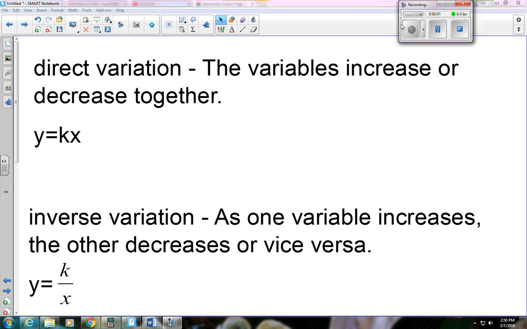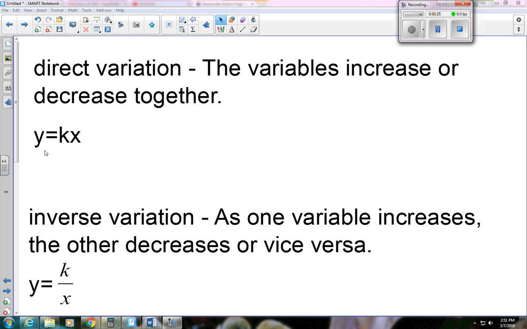So direct variation and inverse variation we learned in Algebra 1. Direct variation is a linear relationship between two variables, or in other words, two variables that both increase or decrease together and at the same rate. That rate is known as the slope, or also the constant of variation, and it's represented with the letter K.